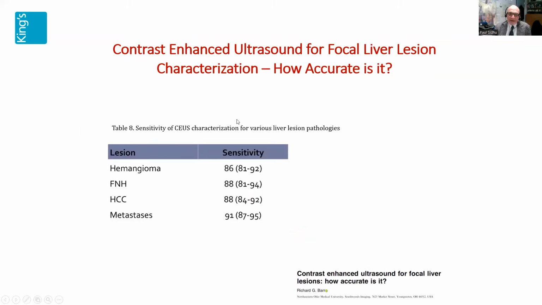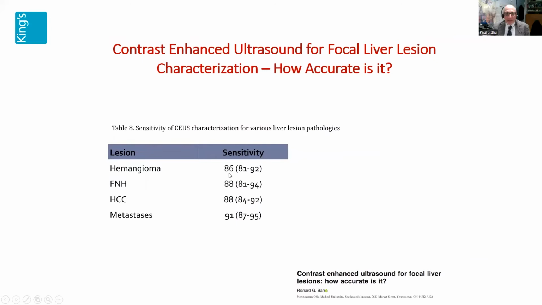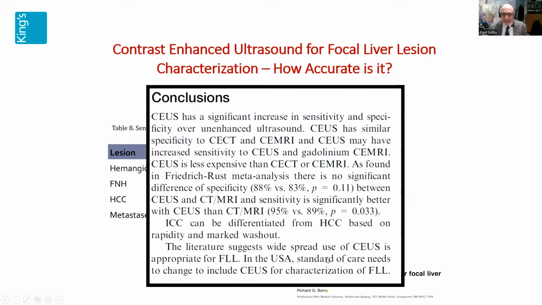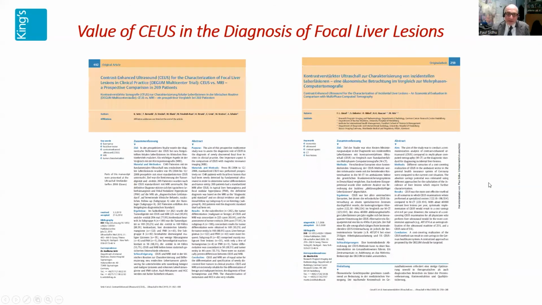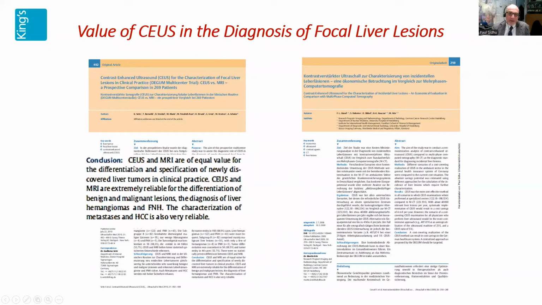And how good is it at characterizing various liver lesions? Well, it's very good. It's very good for hemangioma, focal nodular hyperplasia, and both malignant lesions such as HCC and metastases. And the conclusion in Richard Barr's study was that the literature suggests that widespread use of contrast-enhanced ultrasound is appropriate for focal liver lesions. And in the USA, the standard of care needs to change to include contrast-enhanced ultrasound for characterization of focal liver lesions.